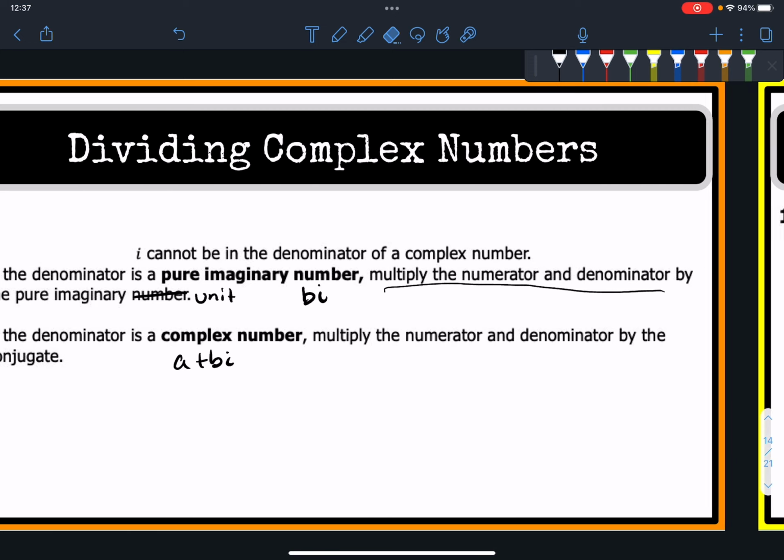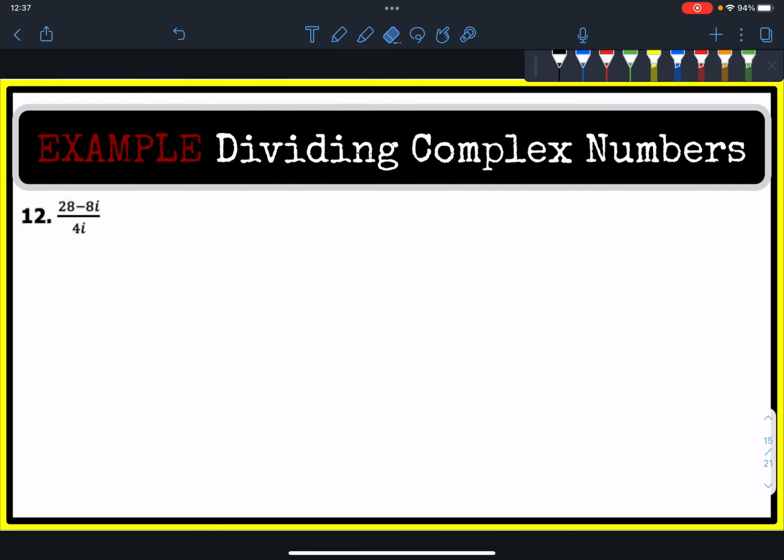So for example, here on number 12, notice that we have an i in the denominator, and again, that is not allowed. Because this is a pure imaginary number, the way we get rid of that i is to simply multiply by the imaginary unit. So on the top, we're going to distribute that i to both terms. So it's going to be 28i minus 8i to the second power.